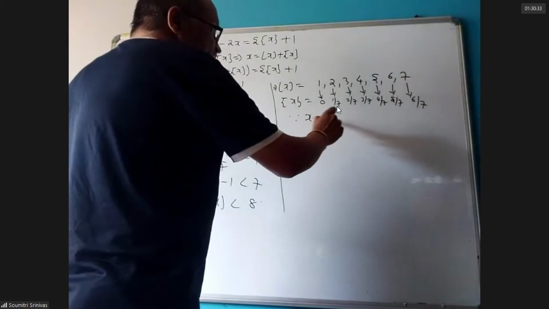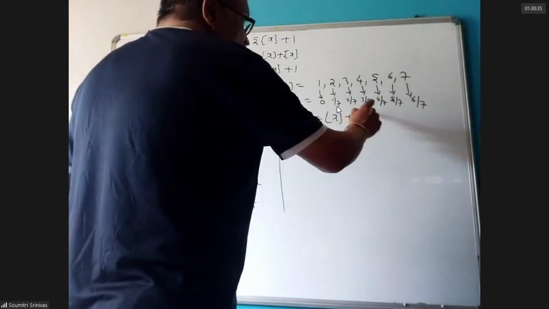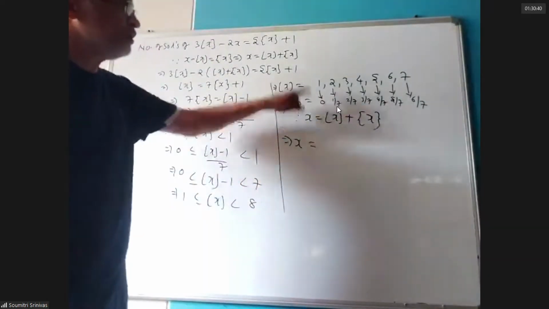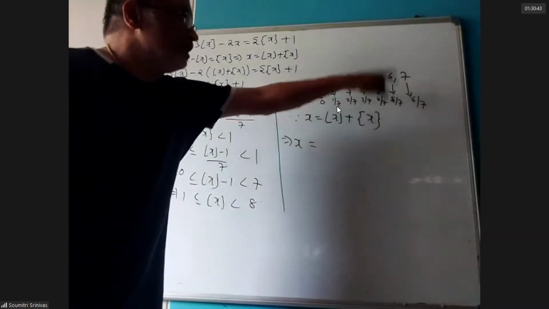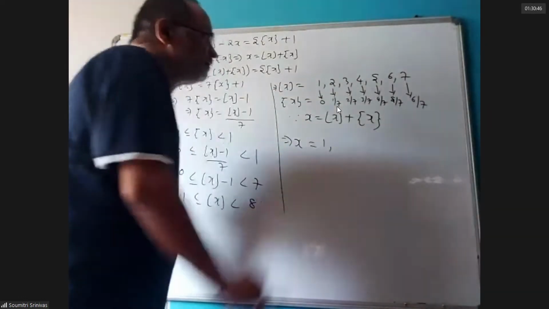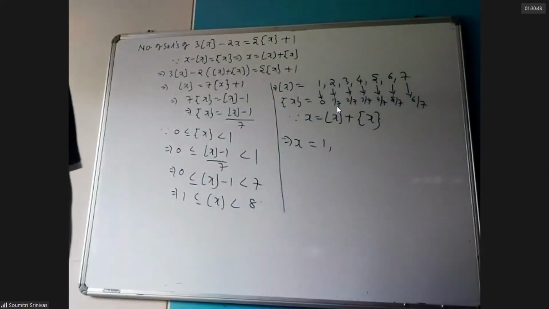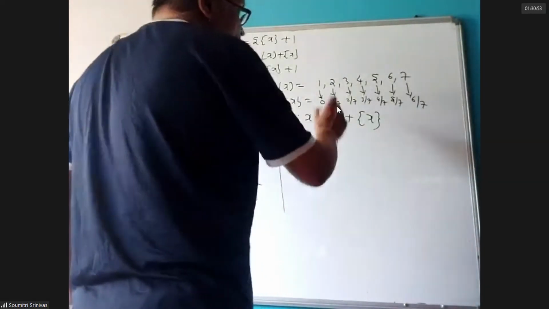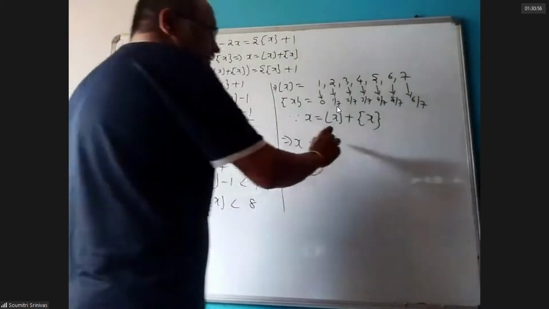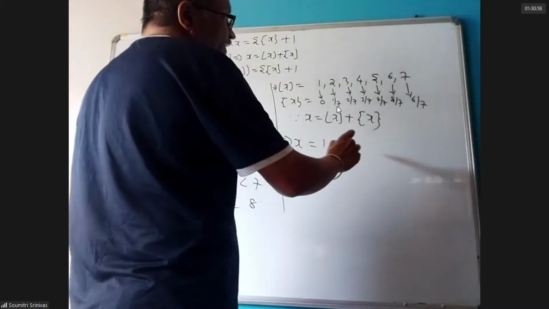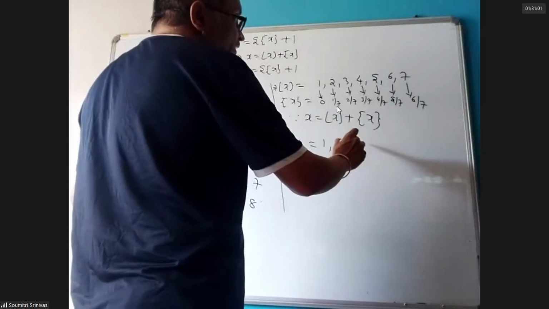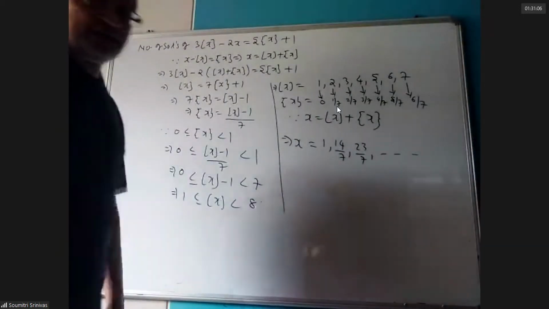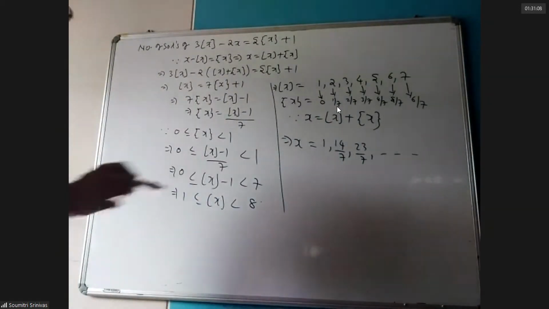What is your x? Step x plus fractional part of x implies x is equal to... add these two. 1, then 2 plus 1 by 7, how much is that? 15 by 7. 3 plus 2 by 7 is 23 by 7. Write the rest of the answers. How many solutions?